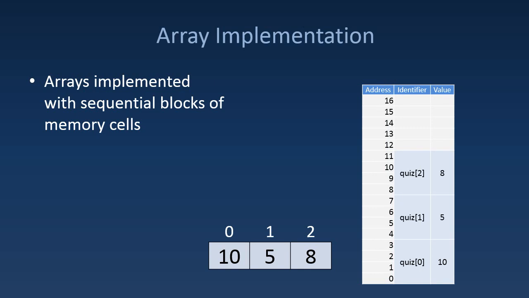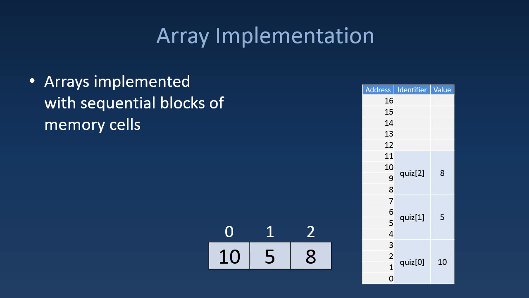Well, an array is implemented with sequential blocks of memory cells. So if I have an array called quiz and it's got 3 elements that are all integers, it would be stored like this: 3 consecutive integer-sized blocks of memory where the 3 elements are stored, the 10, 5, and 8.